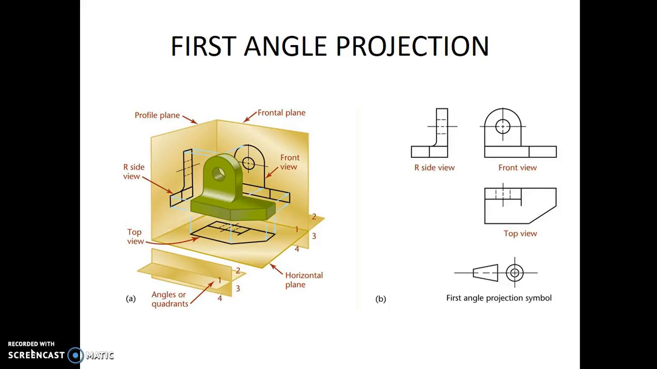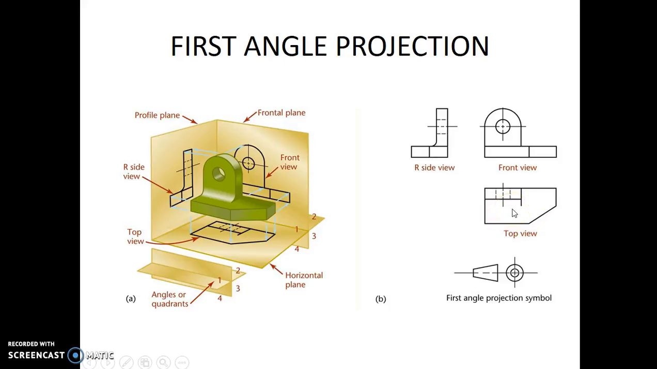Coming to this slide, we see the first angle method of projection. In the first angle method of projection, the object is kept in the first angle and it is between the viewer and the projection plane. The projector lines are going away towards the projection plane from the observer. Here we see the three views: the front view, the right hand side view and the top view. When the planes are opened up, they are seen here positioned with respect to one another.